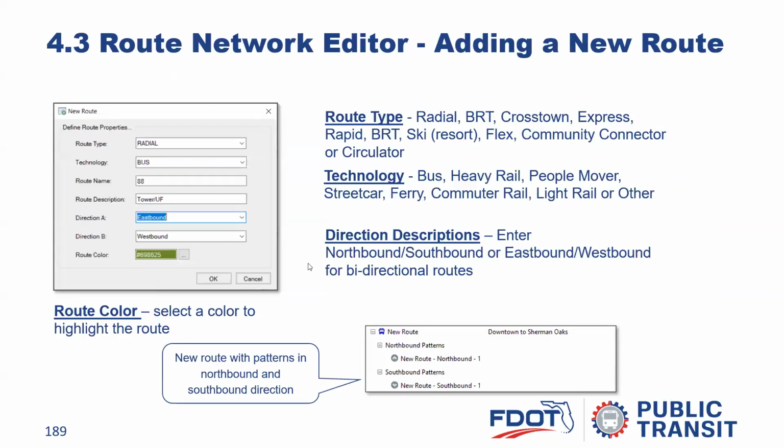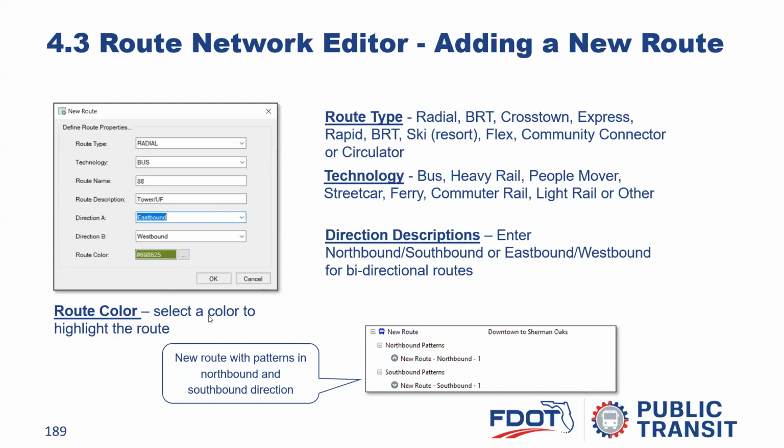All right, so creating a new route, you basically have a route type, which we've already looked at, the route types and their definitions. So you would just define from a pick list which one you would want. Same with technology. The route description you would add and the route name would be your own. And then the directional description, you can enter northbound, southbound, eastbound, westbound for bi-directional routes. If it is a circulator route, then it would just really be like circulator or some other name that wouldn't necessarily be a directional description.